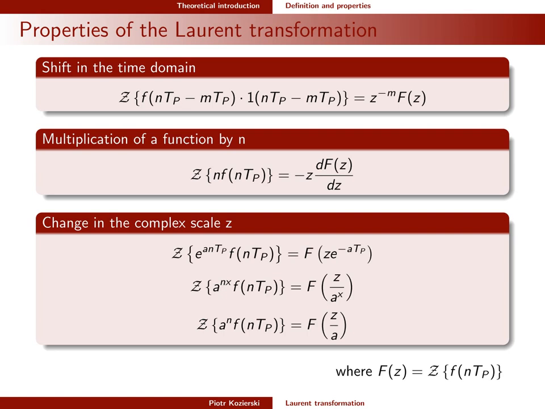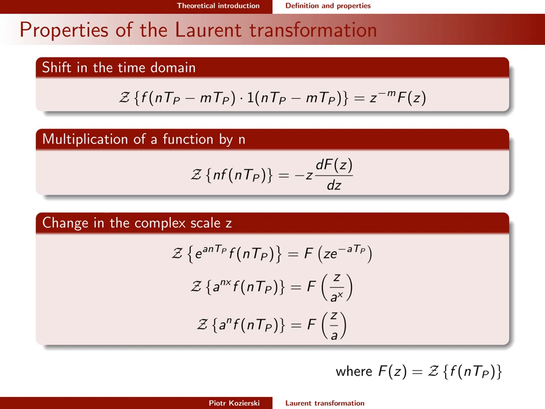In the first case, to use this property, we must have a properly prepared function that we want to transform. The power at z indicates how many samples the function lacks. In the second case, it is only the simple derivative with respect to z to calculate. One just needs to remember about the minus sign.